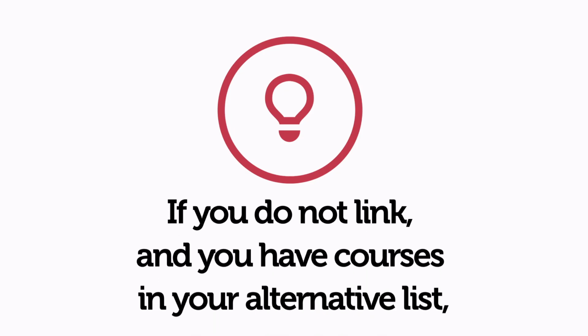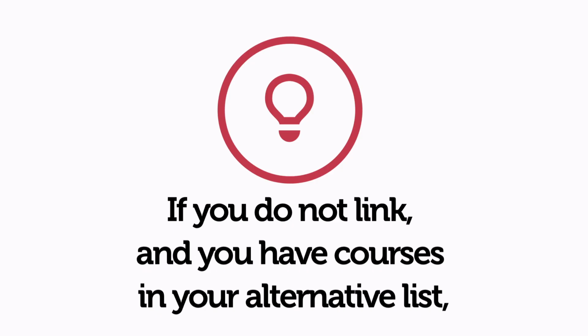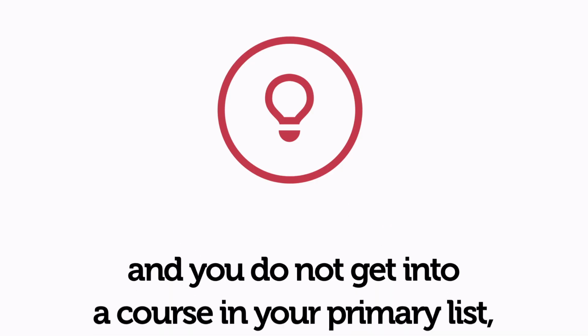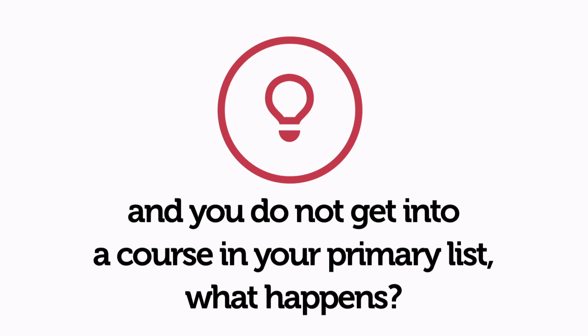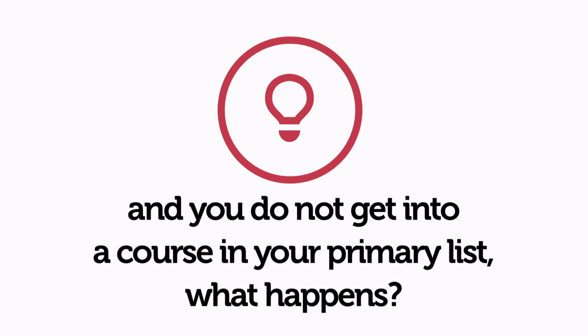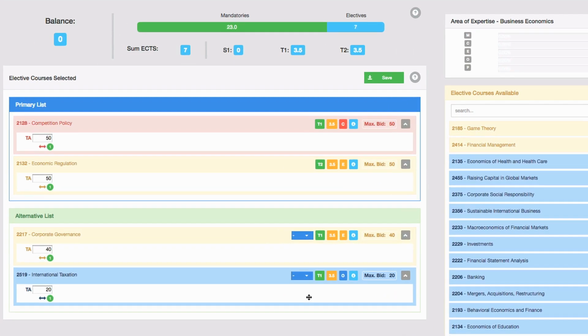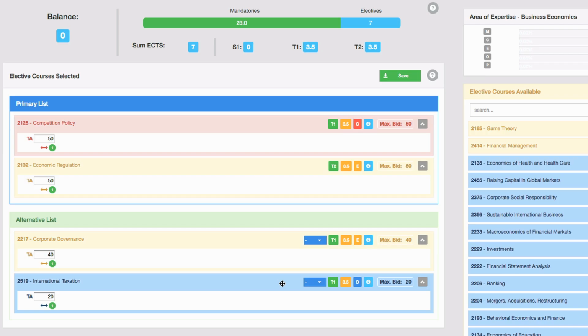If you do not link, and you have courses in your alternative list, and you do not get into a course in your primary list, what happens? The algorithm goes to the first course in your alternative list and tries to put you in it. If you don't get into that first course, the algorithm goes to the second course on the list and tries again. It will keep going down through the alternative list until it either gets you into a course or runs out of courses.